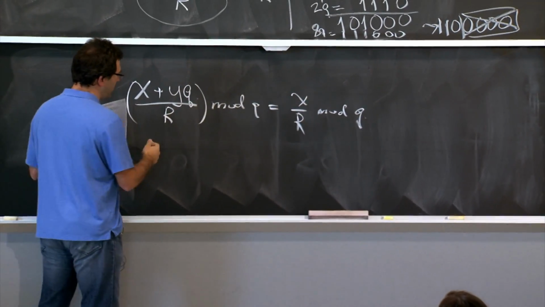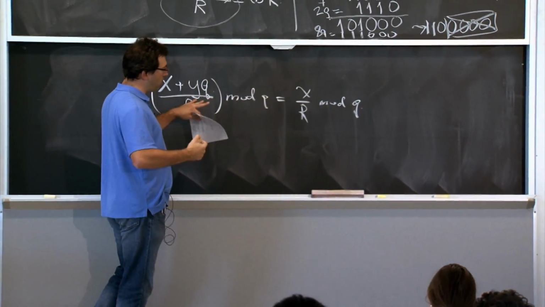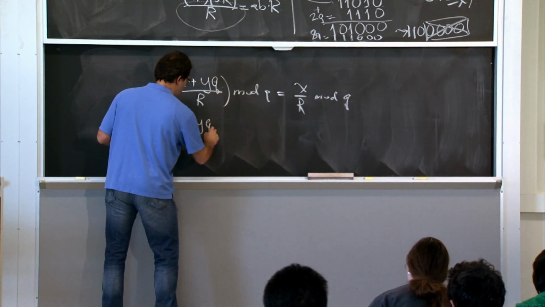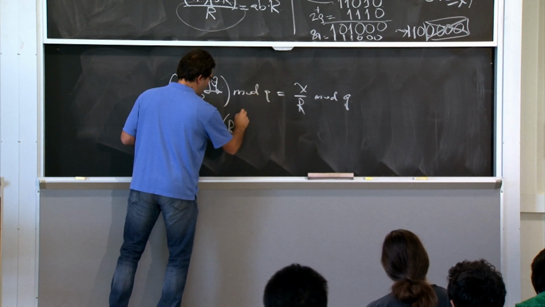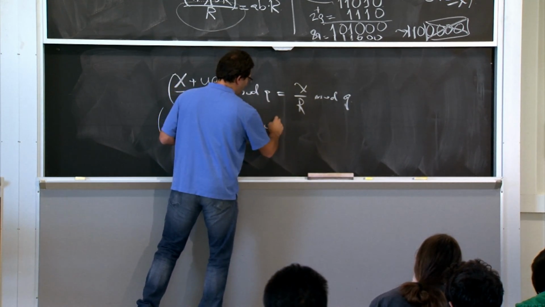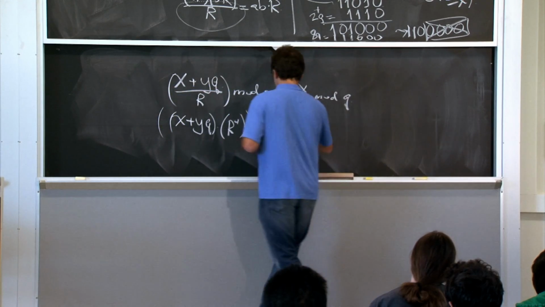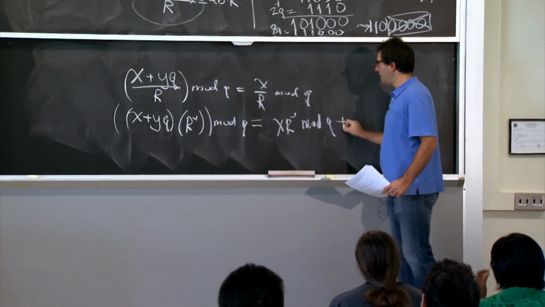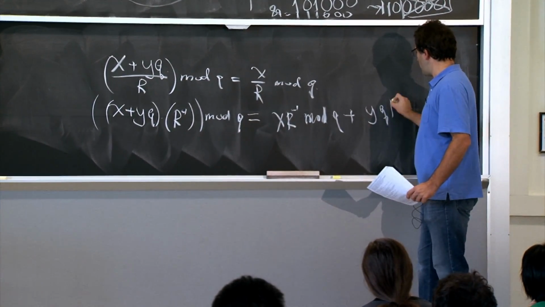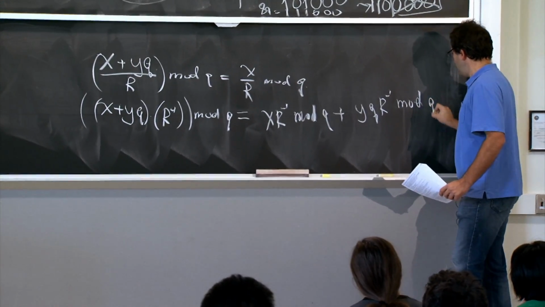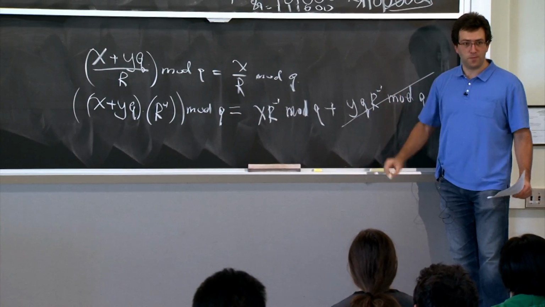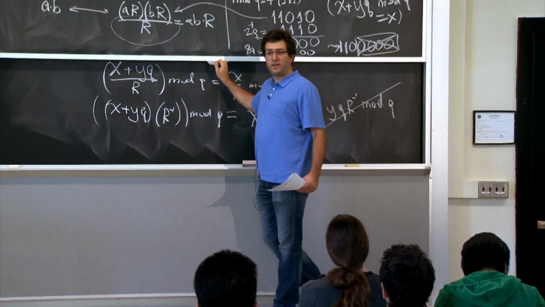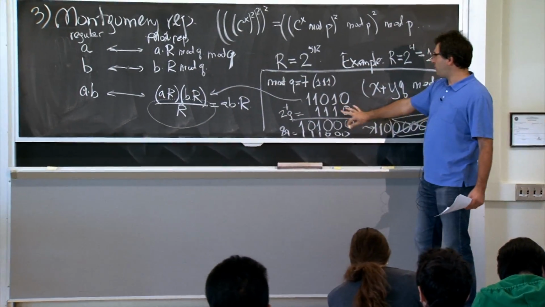The way to think of it is that there's no real division in modular arithmetic, it's just an inverse. So what this really says is this is actually x plus yq times some number called r inverse, and then you compute this whole thing mod q. And then you can think of this as x times r inverse mod q plus yq r inverse mod q. And this thing cancels out because it's something times q. Make sense?